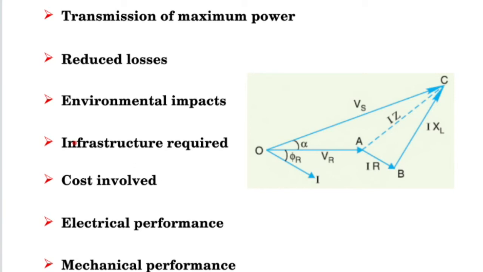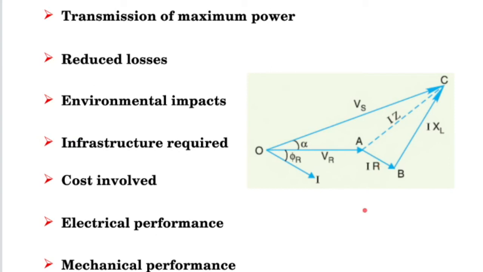It's not simply an inductive load. The resistance is also there. We call it inductive load only when there is only inductance present, no resistance. But there is resistance here, so it's a resistive inductive load, an RL load.